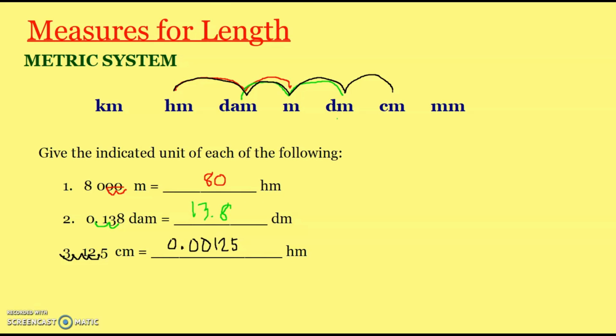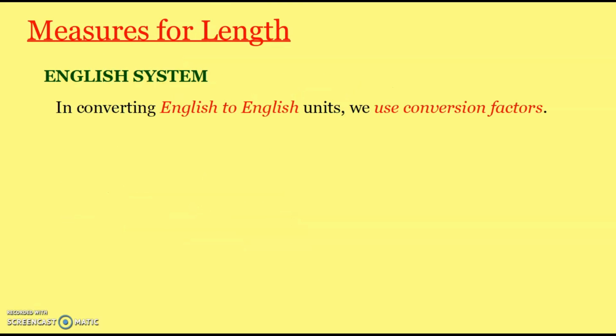So this time we proceed to the English system. In converting English to English units, we are going to use conversion factors. It's far different from converting metric to metric, simply because you're not going to move the decimal point anymore. So here, we will use conversion factors.